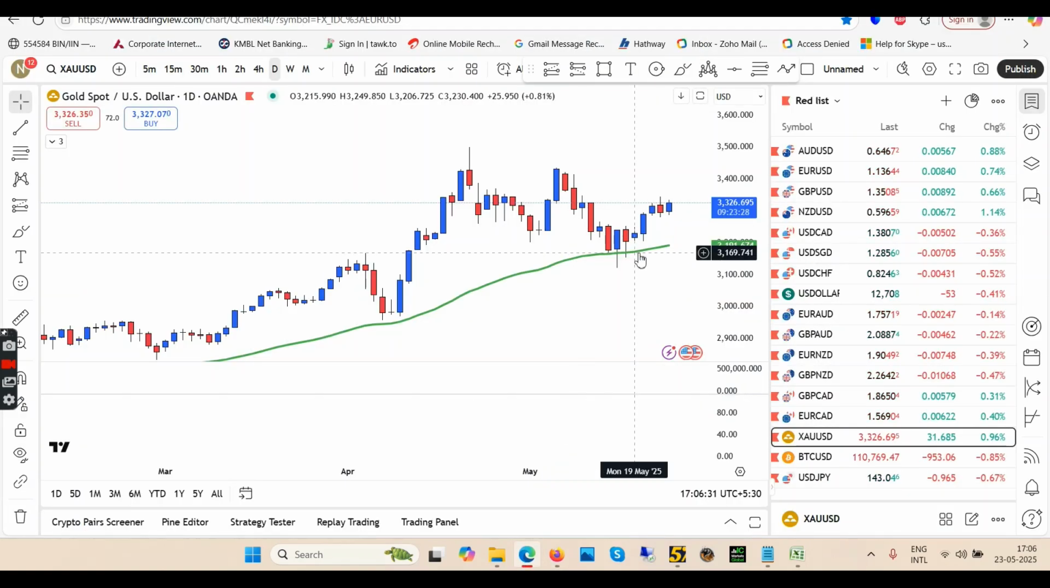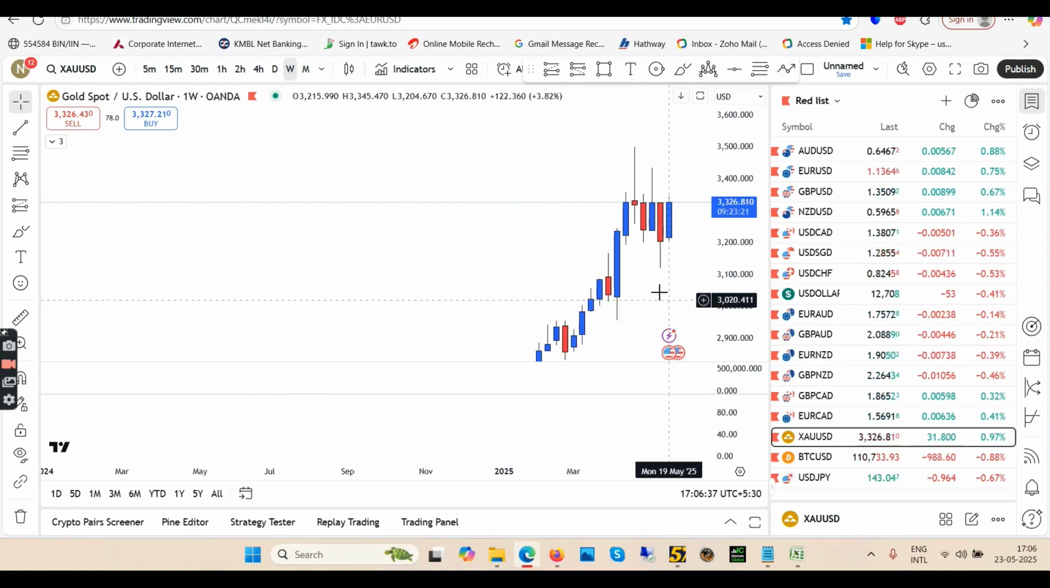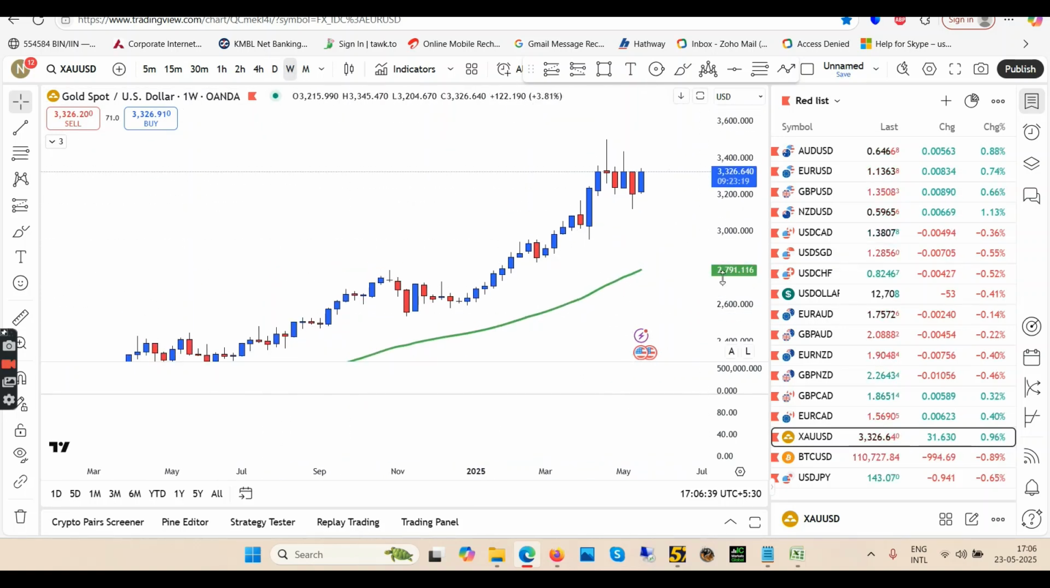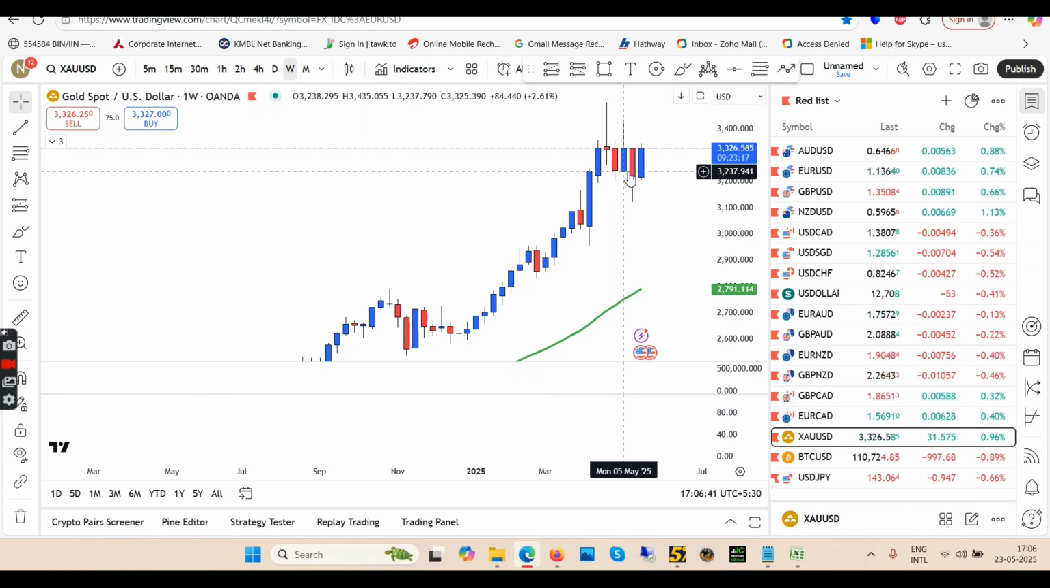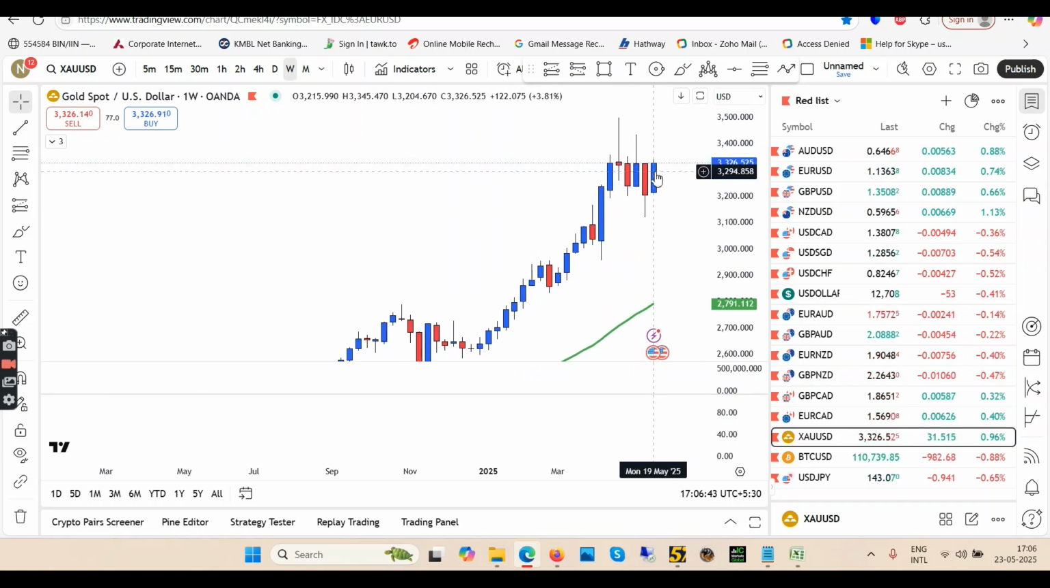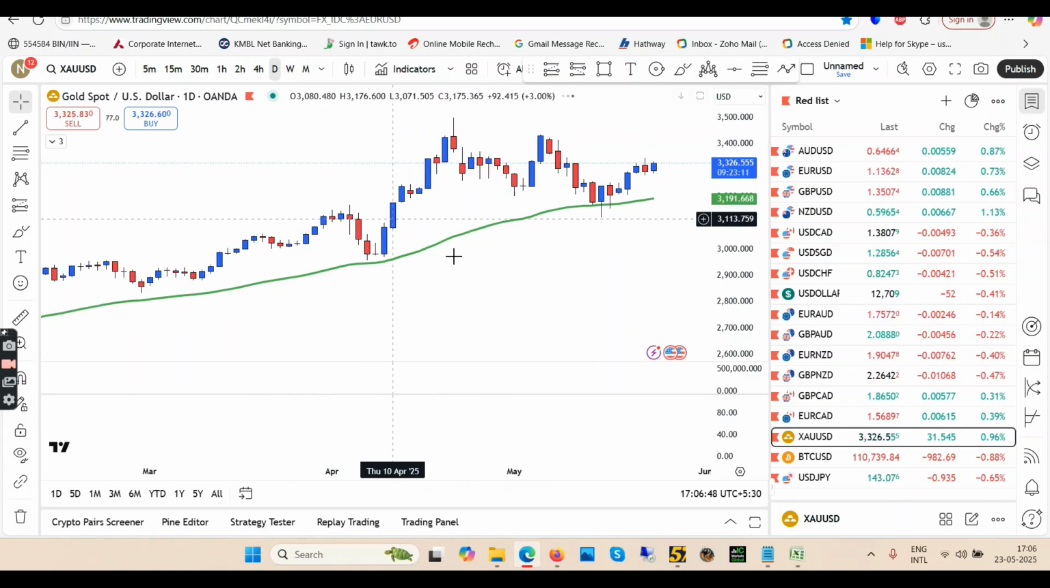Let's do that. Come back to the chart, starting with the weekly chart in top-down approach. Let's go to weekly right there. We are above the EMA, strong uptrend. This red candle is going to be eaten by this blue candle this week, hopefully to continue the uptrend.